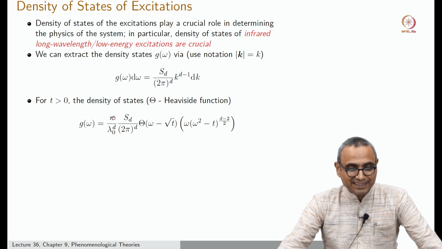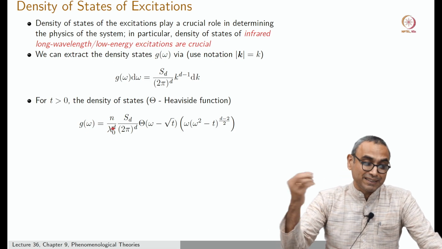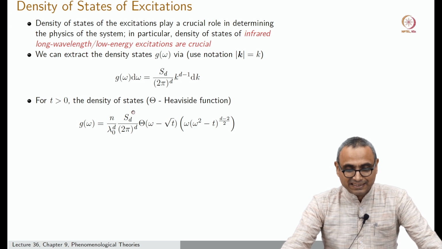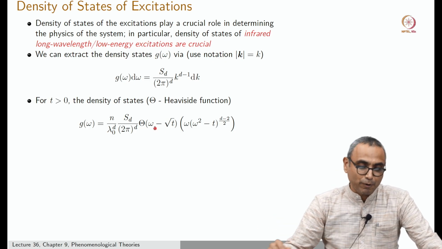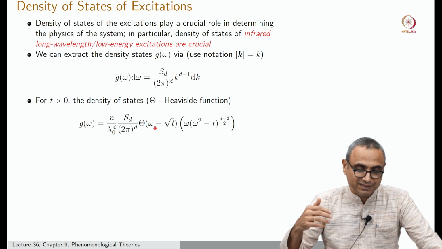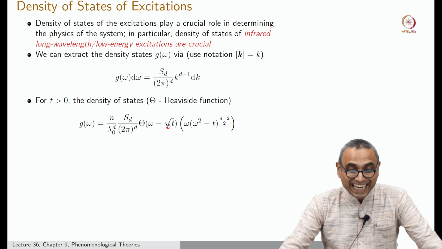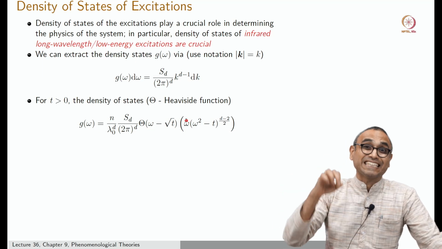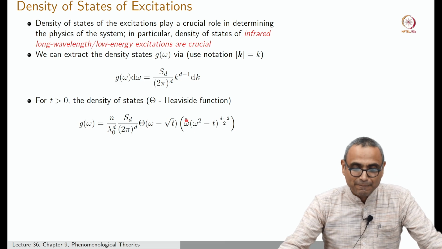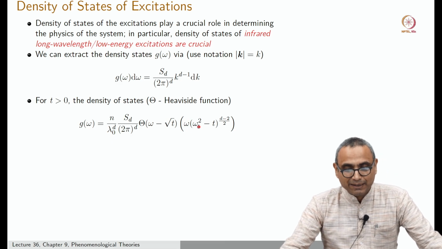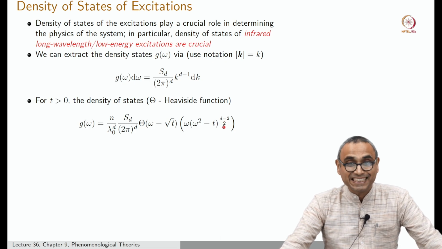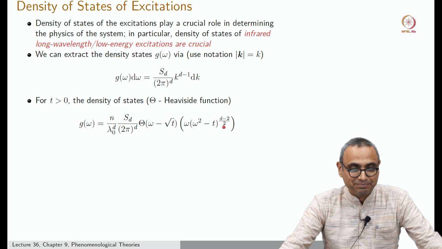G of omega is n by this lambda naught, remember that scale that we had. These are just constants that depend on dimension. The Heaviside function is the step function. For positive arguments it is 1 and for negative arguments it is 0. So when the frequency is greater than square root t, this is telling you there is a gap in the system, right? It goes as omega times (omega squared minus t) to the power (d minus 2) by 2. So this is the density of states. We can compute this exactly.